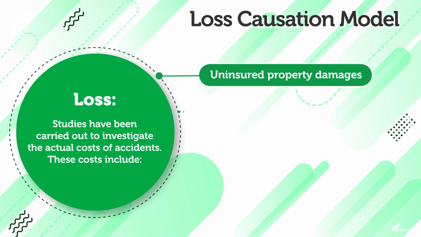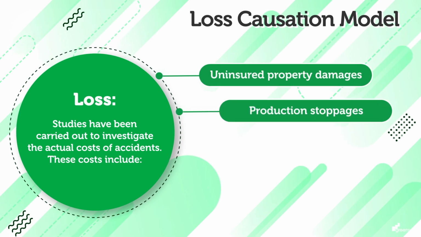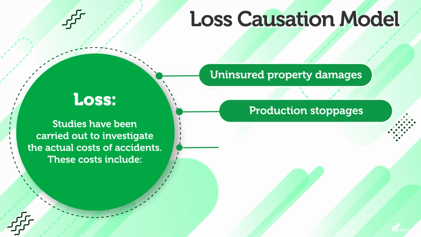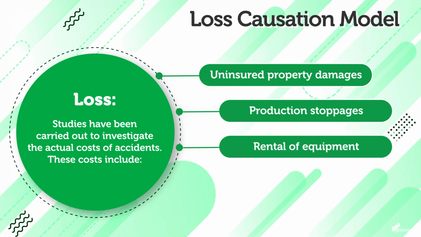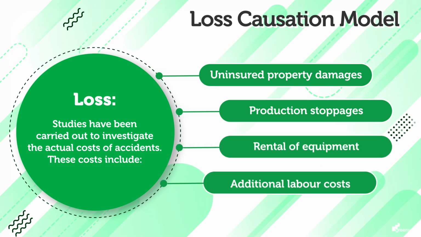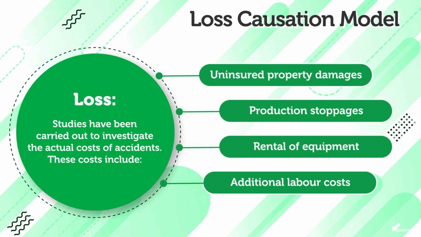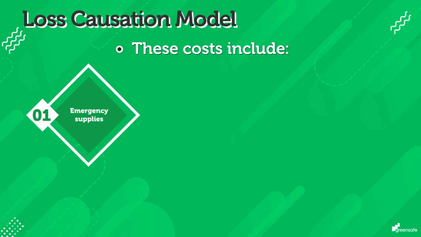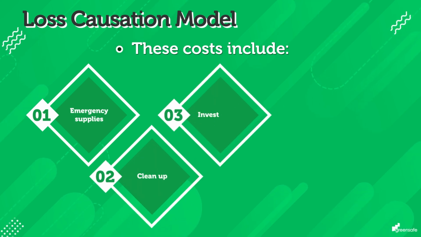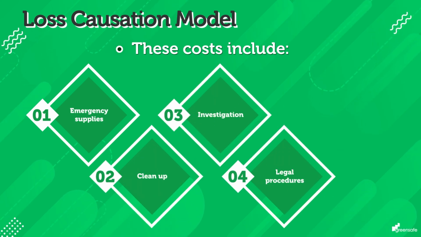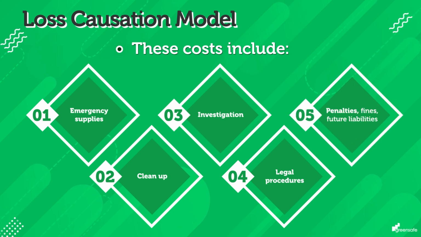There are uninsured property damages, production stoppages, and work interruption. There is also the rental of equipment to replace damaged equipment and additional labor costs to replace injured personnel. Extra cost is also incurred from having emergency supply, cleanup, investigation costs, and legal procedures. In addition, the existence of penalties, fines, future liabilities, and additional conditions do nothing to lower the costliness of the situation.